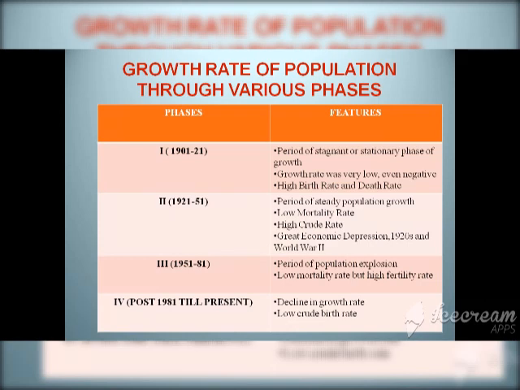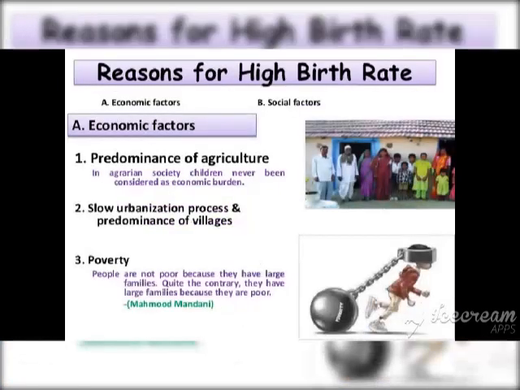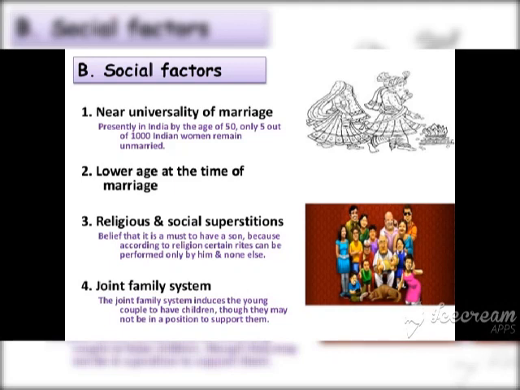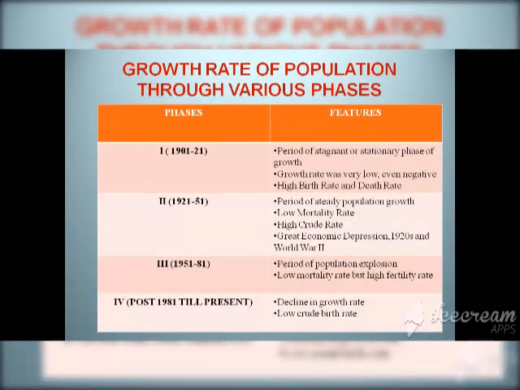The obvious reasons for high birth rate and high death rate are poor medical facilities and early marriage. I have also added factors for high birth rate. So these are the various economic and social factors: predominance of agriculture, slow urbanization process and poverty. Social factors like universality of marriage, lower age at the time of marriage, religious and social superstitions, and joint family systems. So these were the reasons for high birth and death rate.